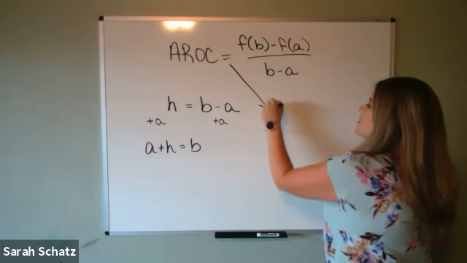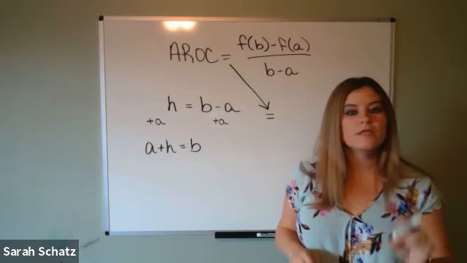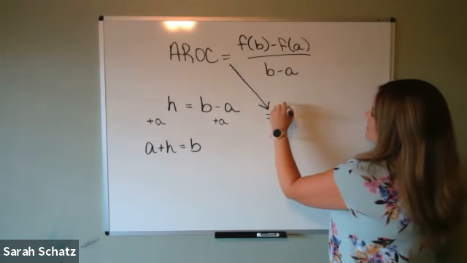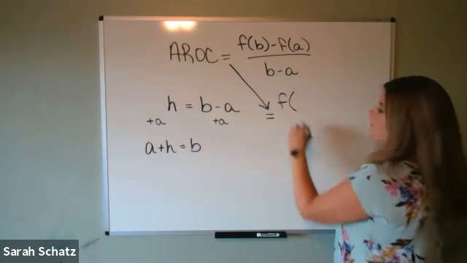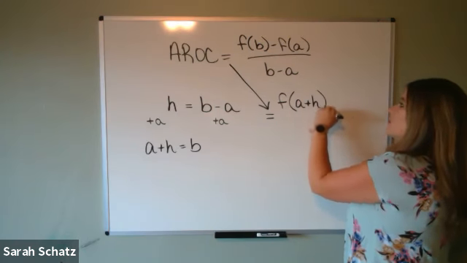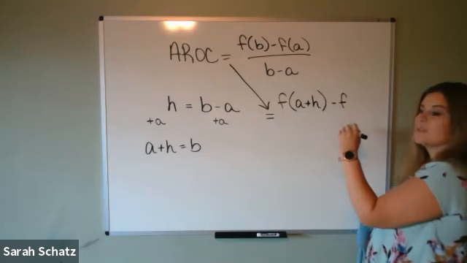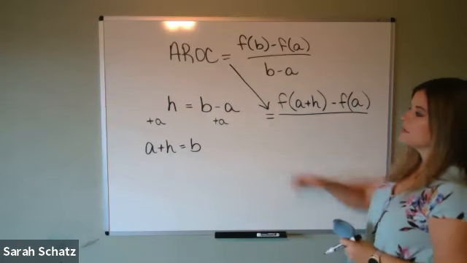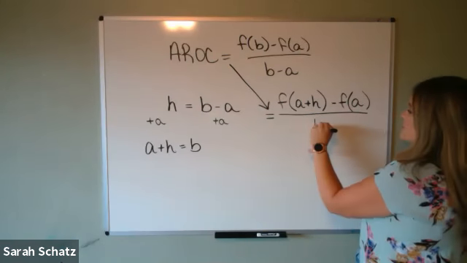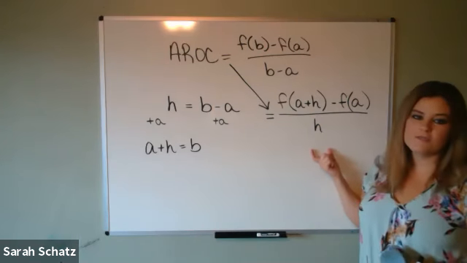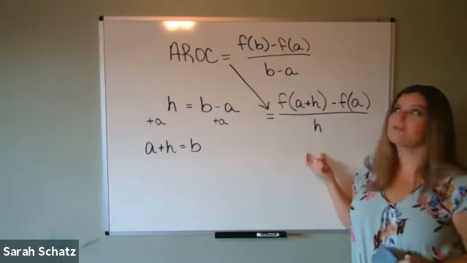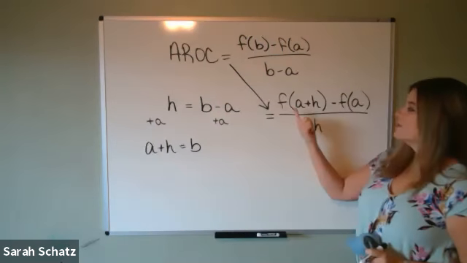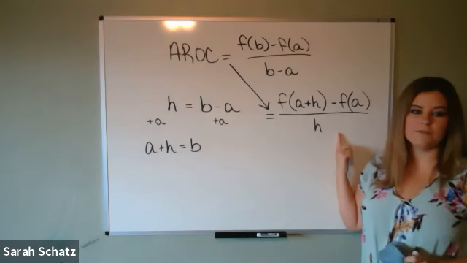So this equals this, written in a different way, written in terms of A and H instead of A and B. And it's going to look like this. Instead of F of B, we'll have F of A plus H. That F of A stays the same. And on the bottom, remember, instead of B minus A, we're just going to have an H. So you guys, this is very important to us. The most important thing today is for you to know this particular form.